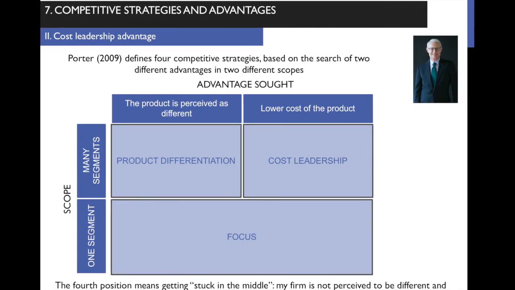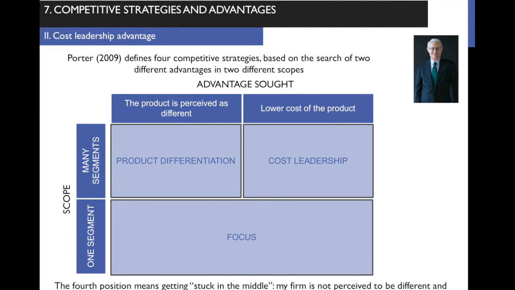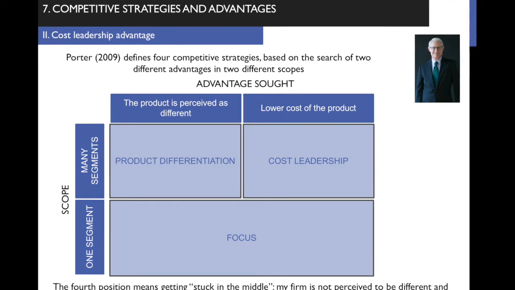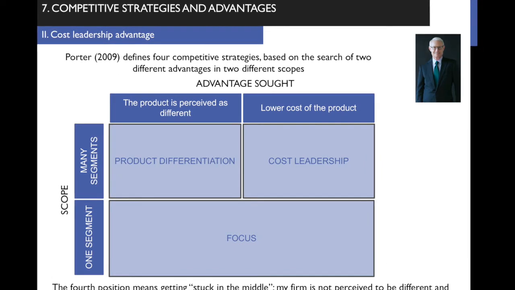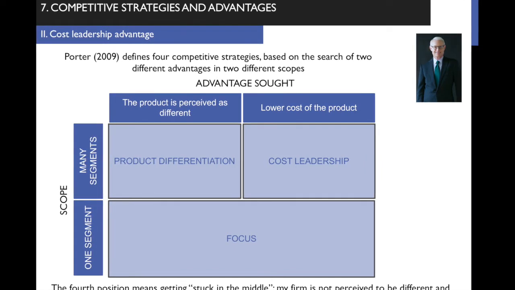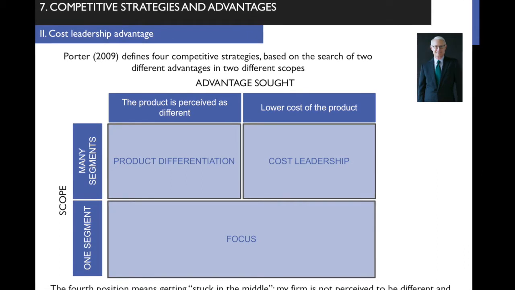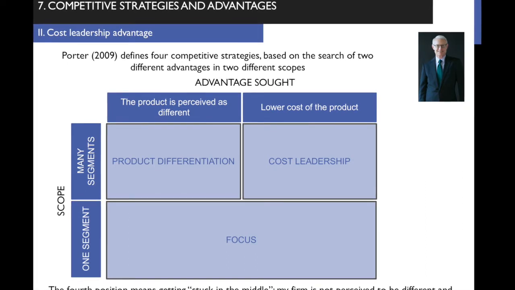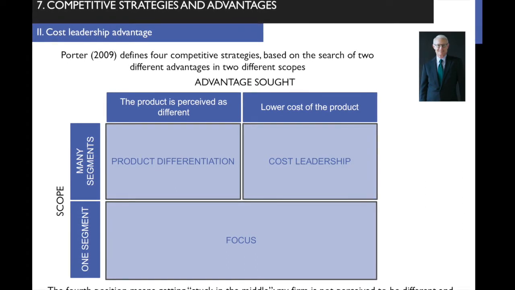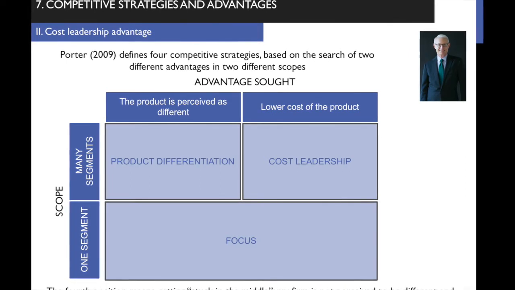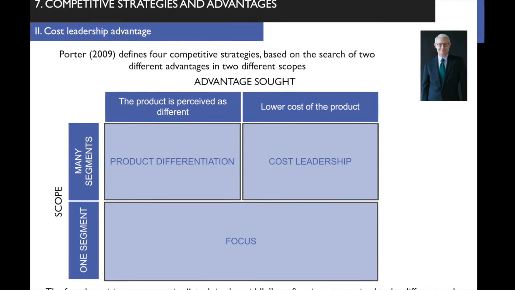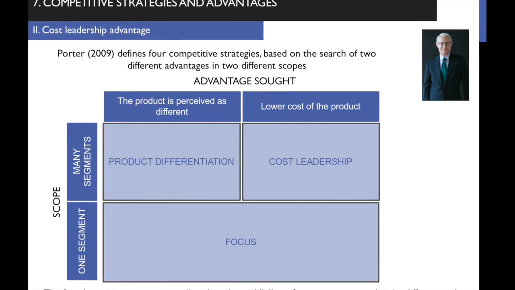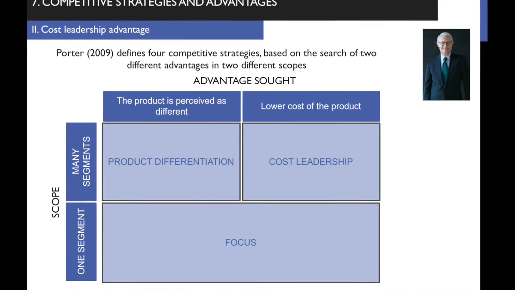We will say that product differentiation means that we try that our product is perceived to be different and preferred by the customers, by the potential customers. We will call that product differentiation advantage. On the other hand, we will call cost leadership when we try to reach that the cost of our product is lower than the cost of our competitors' products. So we have got two advantages: product differentiation, cost leadership. We can use them in many segments or in just one segment of activity.